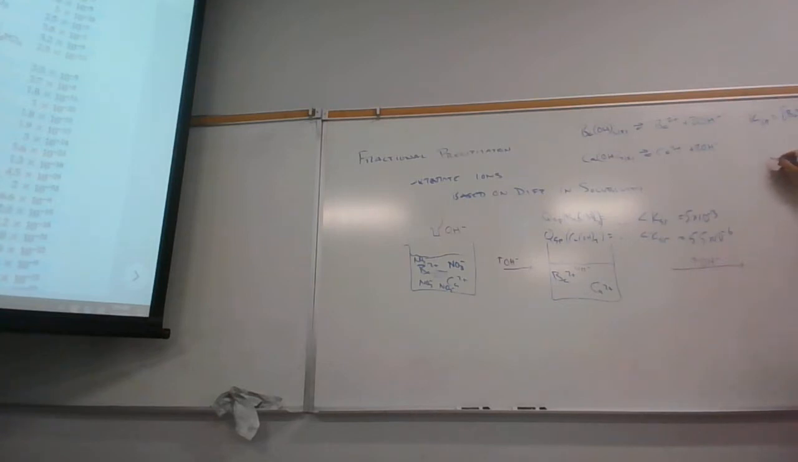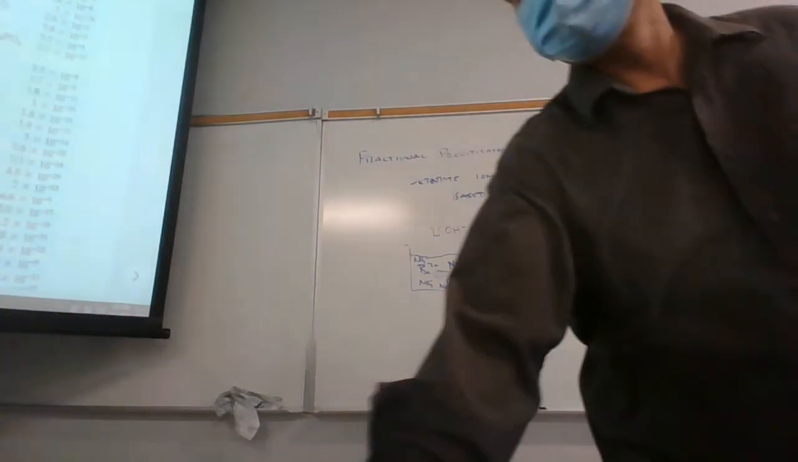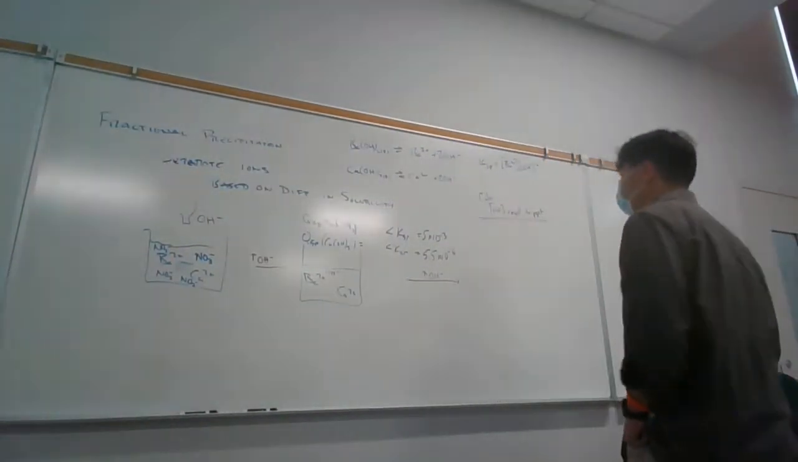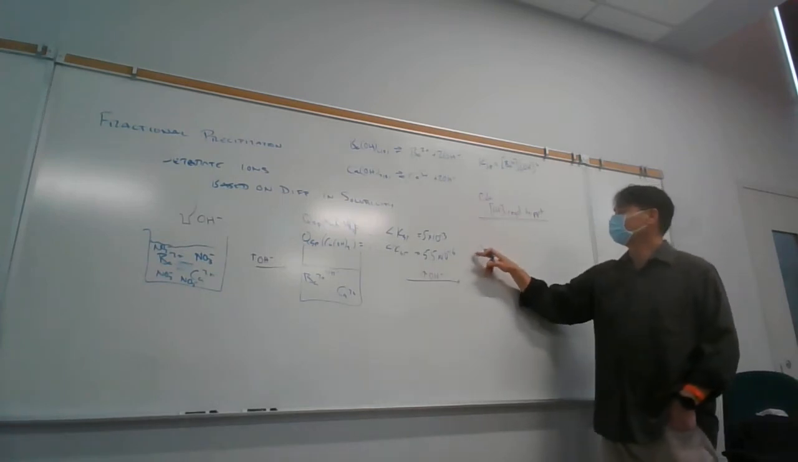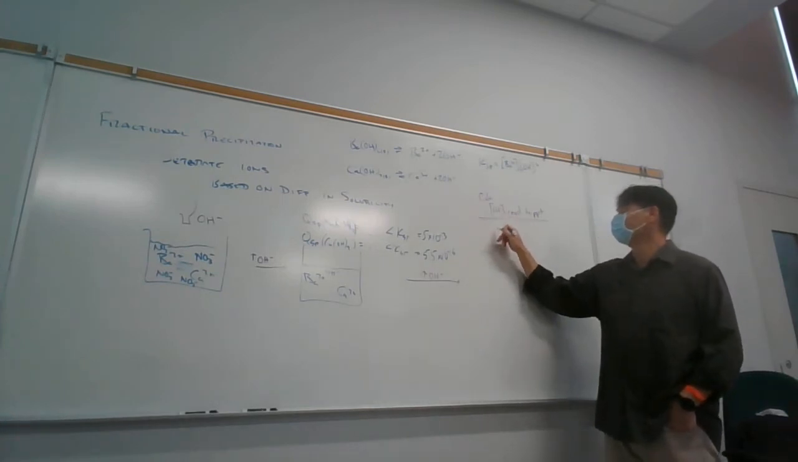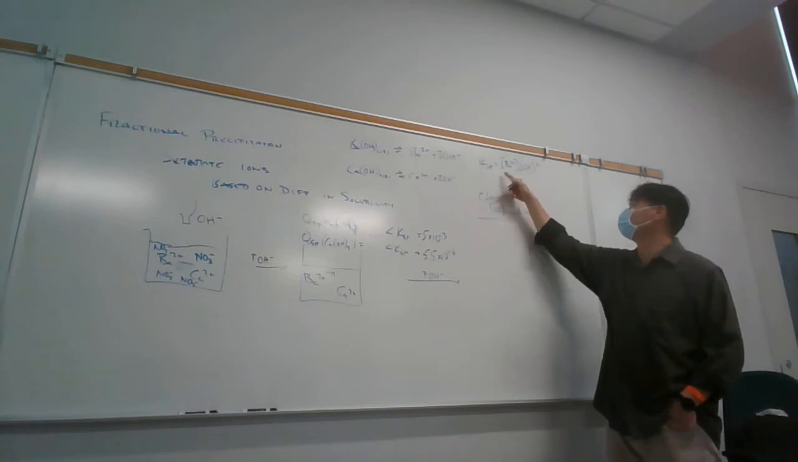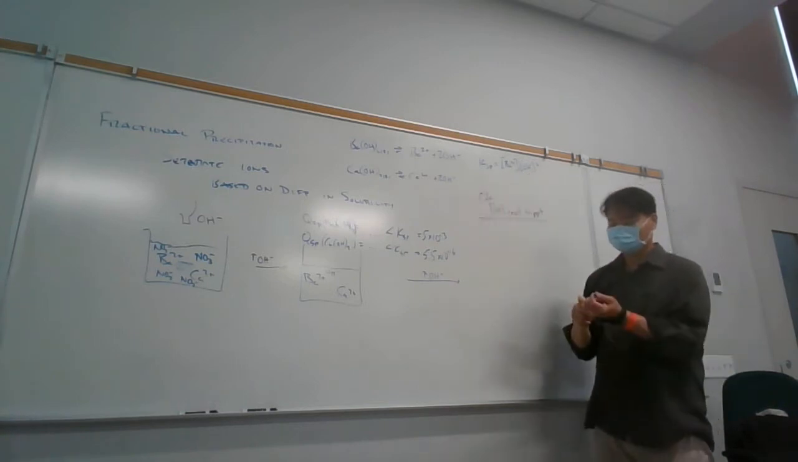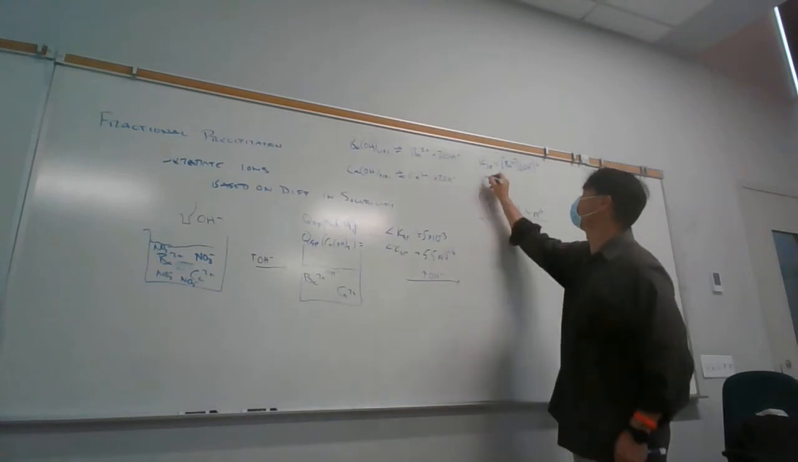And that is, in a fractional precipitation, we calculate the concentration of hydroxide required to precipitate. Okay, we know that calcium hydroxide is going to precipitate first because it has a much smaller solubility. And so the concentration of hydroxide required to precipitate is equal to this. We're going to solve this equation here for hydroxide. In other words, the KSP equation.